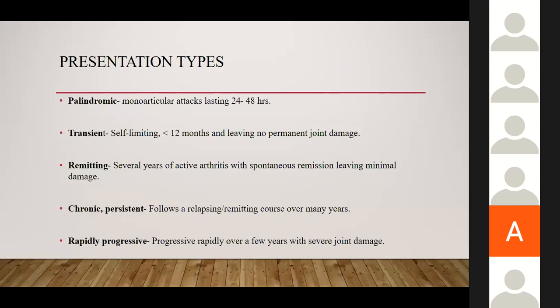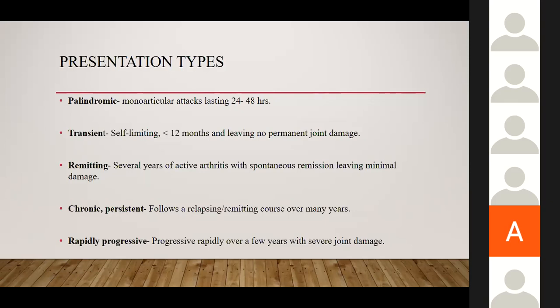So, presentation types. There's the palindromic type, and this one is not like the classic rheumatoid arthritis, because we said rheumatoid arthritis is polyarticular and chronic, but the palindromic is something that will just happen in one joint, last for about a day or two, and go away. So it's not the classic. Then you have the transient, which would start, but within 12 months it would disappear and leave no damage at all. Then you have remitting, where for several years you're going to have active arthritis, which will go away by itself and leave very minimal damage.